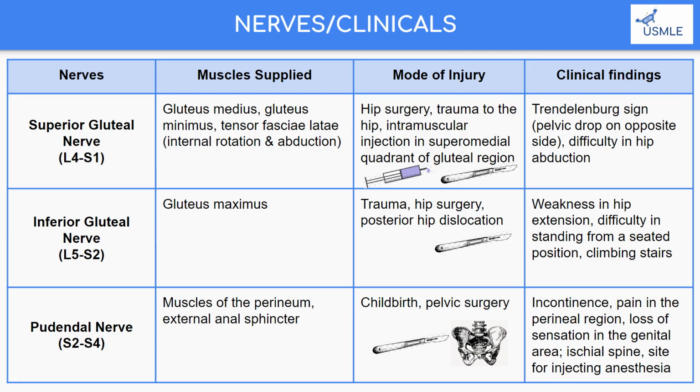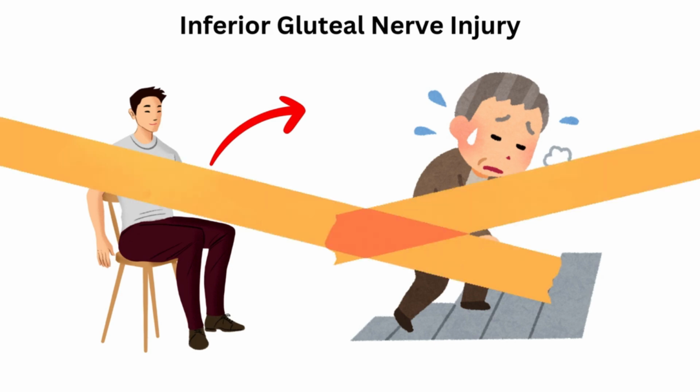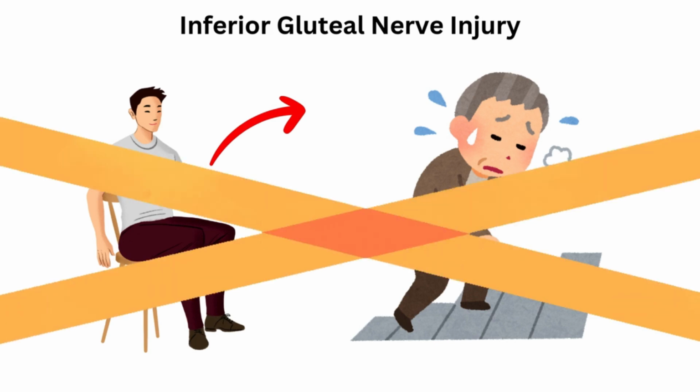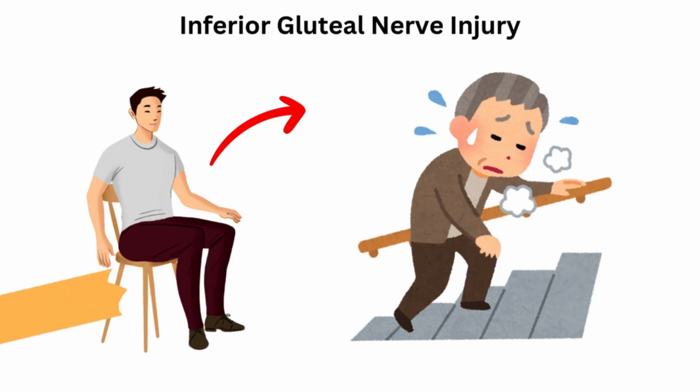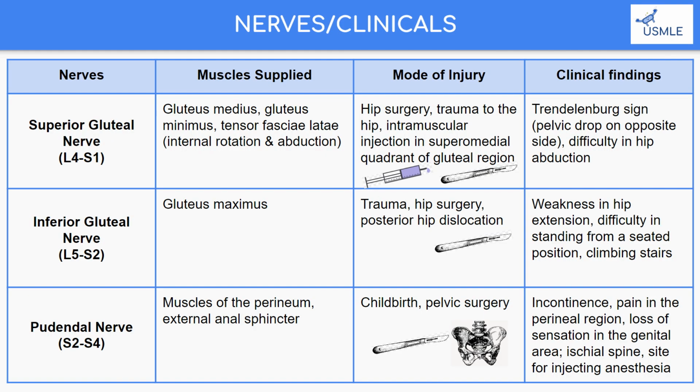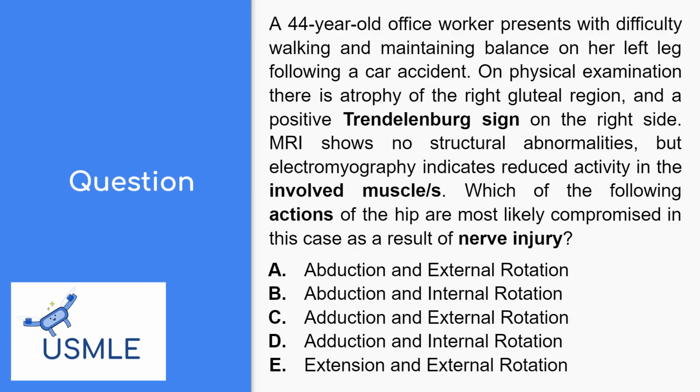An injury to the inferior gluteal nerve paralyzes the gluteus maximus. This can result from trauma, hip surgery, and posterior hip dislocation. This causes a weakness in the hip extension, difficulty in standing from a seated position, and climbing stairs. Pudendal nerve injury can occur during childbirth, and pudendal nerve blocks are usually given in the ischial spine area. Understanding these muscles and nerves is crucial in clinical scenarios.